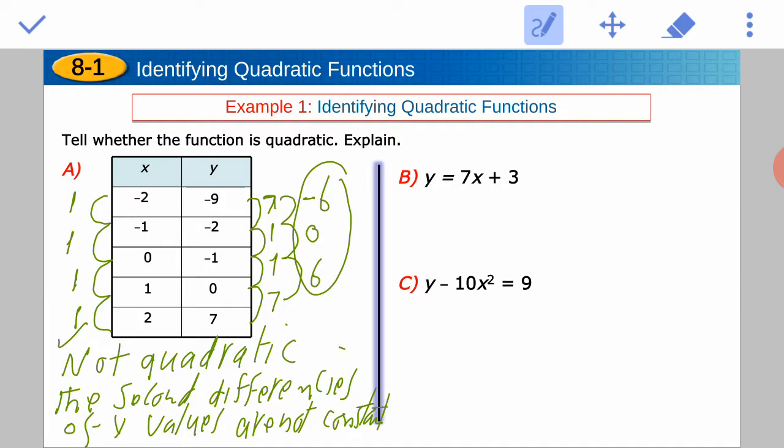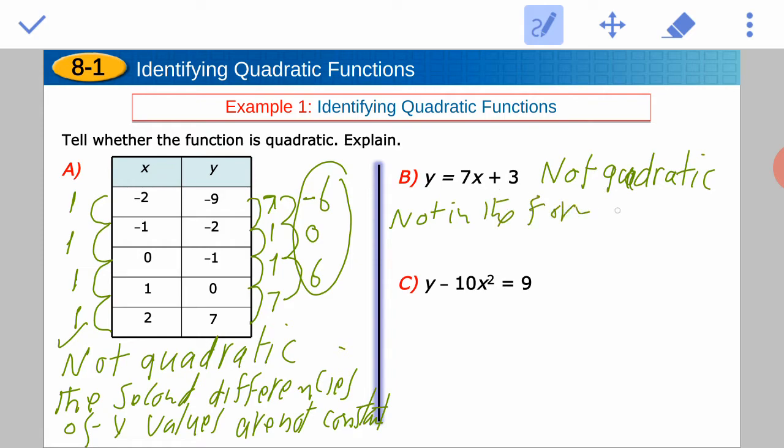Look at this equation in part B, y equals 7x plus 3. Guys, definitely this one is not a quadratic equation. What is the reason? Because if you compare this one, you will find it is not in the form. Definitely it is not quadratic. What is the reason? Because this one is not in the form.